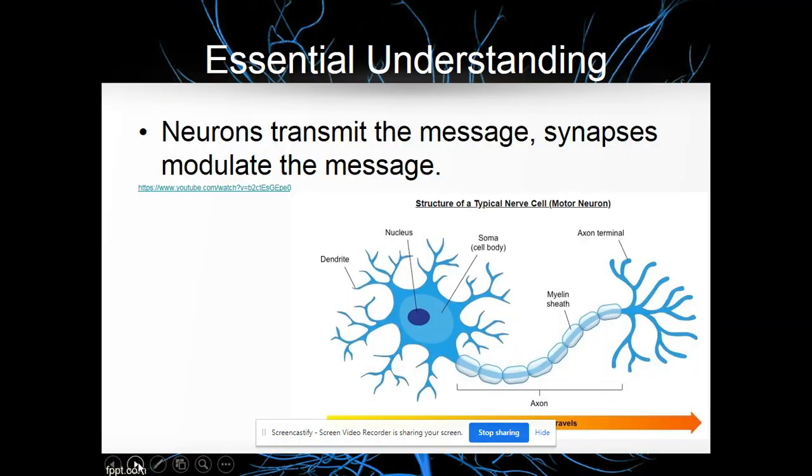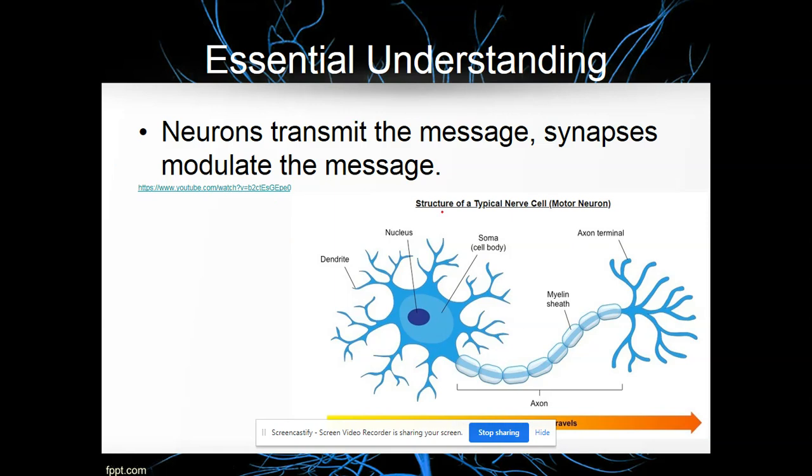This is the winner. So anyhow, our essential understanding for the day is that neurons transmit messages, synapses modulate them. Neurons are nerve cells. They are sending these nerve impulses along their cell membranes, and then synapses are these connections between nerve cells, and they're modulating or regulating the message. So we're going to look first at the structure of a typical nerve cell, and then we're going to watch a YouTube video to get a nice overview of everything that's happening as we're transmitting these messages.